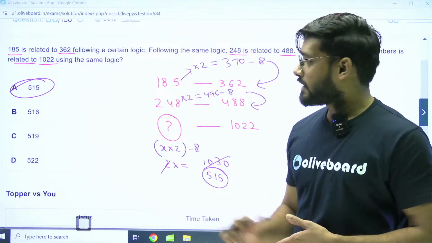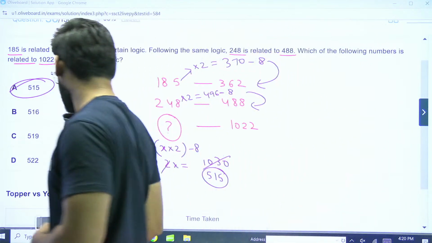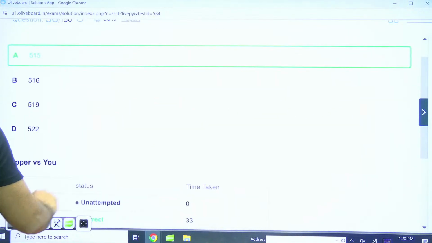Is it clear to you all? Shall we mark option number A? Let's mark option number A. Option number A, 15 is the right answer.